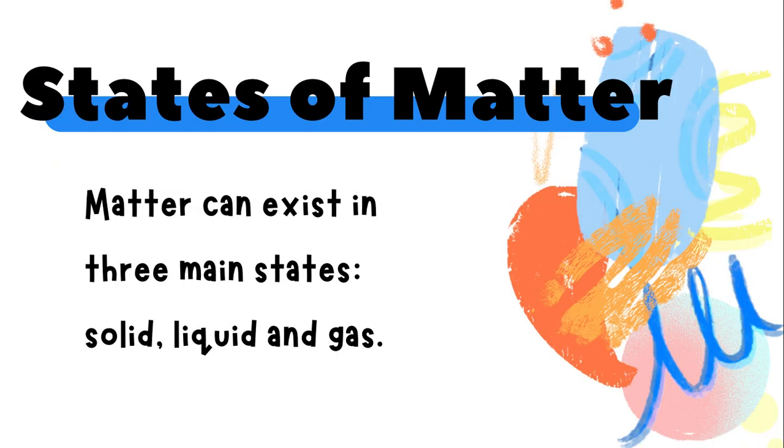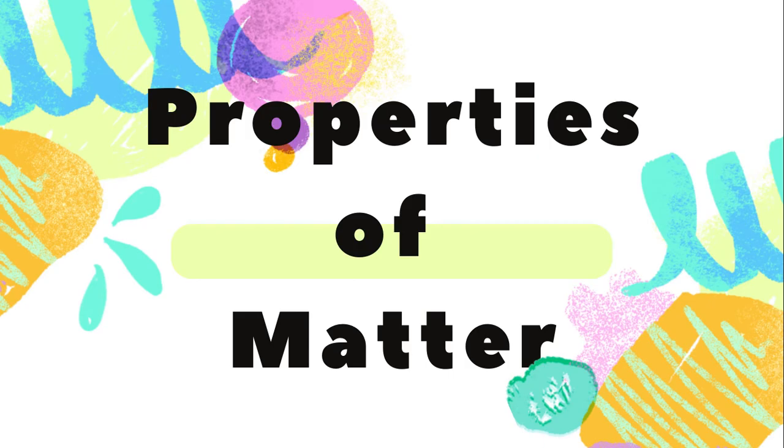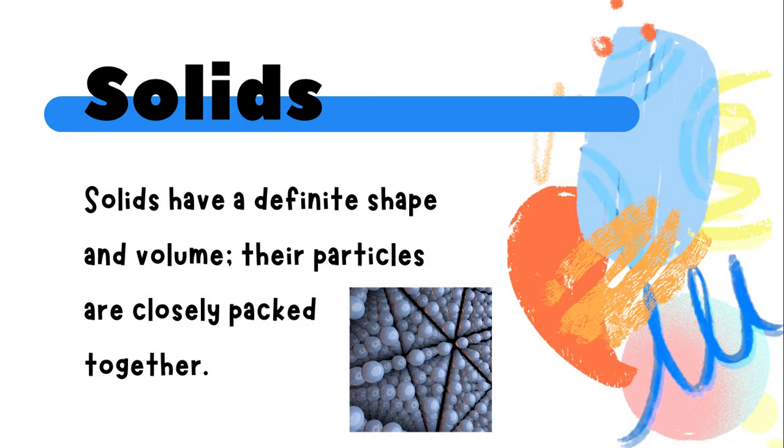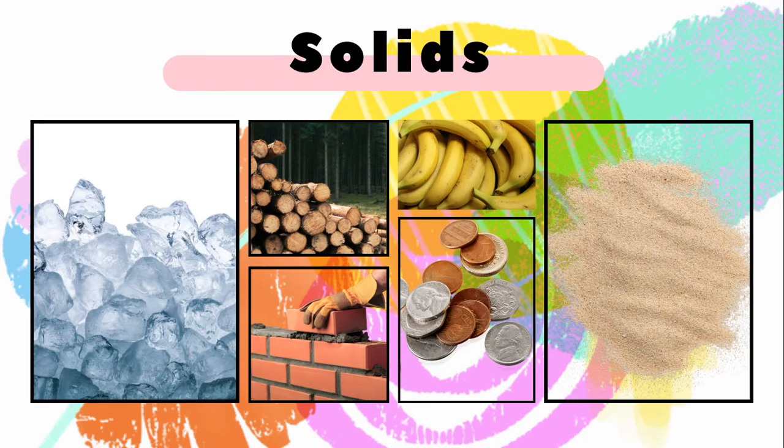So I would begin with introducing the three states: solid, liquid, and gas. And then I would begin to go over their properties. Solids have a definite shape and volume. Their particles are closely packed together. And I would point out the picture of my particles. And here are some examples that I would provide them with.